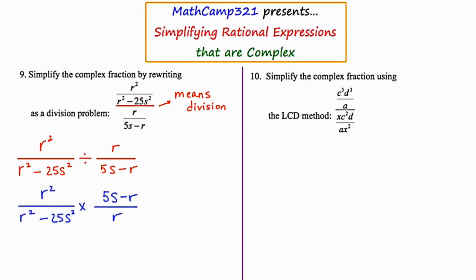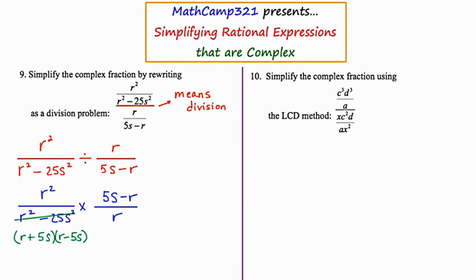Now the next thing that I'm going to do is look for opportunities to factor in the hopes that common factors are going to cancel out. And I notice that on the bottom left I have a situation that is a difference of two squares. R squared minus 25s squared factors into R plus 5s and R minus 5s.